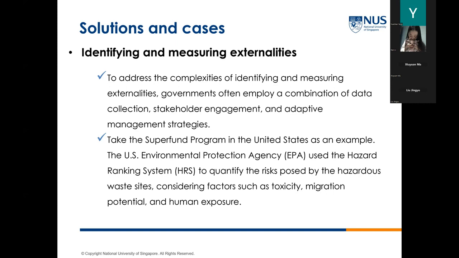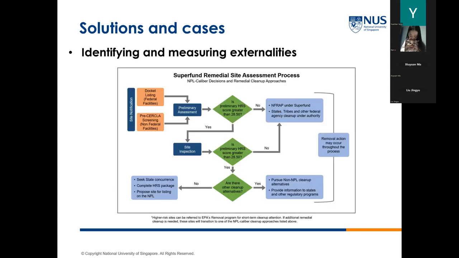To address the complexities of identifying and measuring externalities, governments often employ a combination of data collection, stakeholder engagement, and adaptive management strategies. Take the Superfund program in the United States as an example. The U.S. Environmental Protection Agency used the hazardous ranking system, HRS, to quantify the risks posed by hazardous waste sites, considering factors such as toxicity, migration potential, and human exposure. Sites with the highest HRS scores were prioritized for cleanup under the Superfund program.